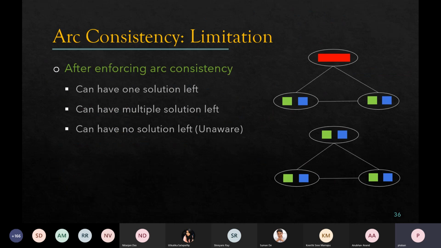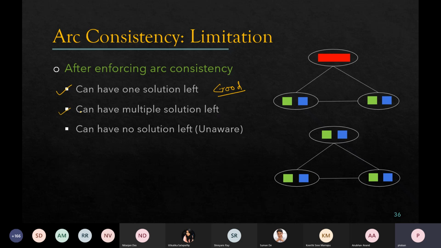Though arc consistency is very good, it has got some limitations. So after you enforce arc consistency in a CSP, there might be three possible situations. One situation is you can have only one solution left, which is very good to have because you know that I have a solution. Now you can have multiple solutions left, that is in some way good, but the other way is that it might be having ambiguity which solution to take, right? But again, that is not as bad as we can think of.